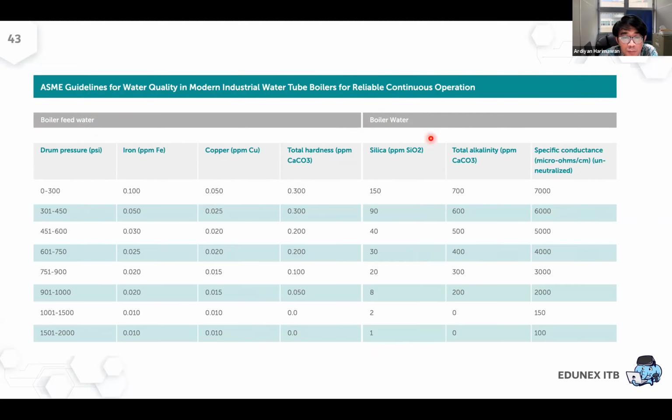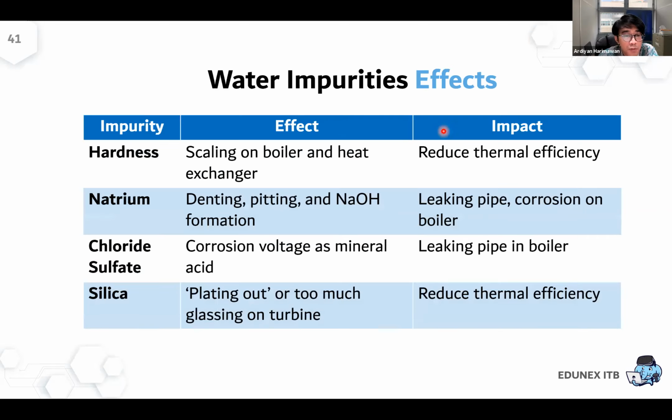Boiler water is the water inside the boiler. So this is the requirement. And this one is boiler feed water, the water that you need to feed into the boiler. So the specification should be much lower than boiler water. Okay, and maybe a bit about this one.